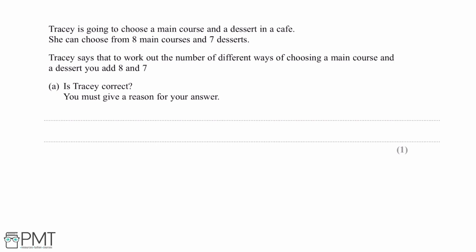So if we think about this question, if there are 8 main courses and 7 desserts, then if we choose the first main course on the menu, we will still be able to choose between 7 desserts. And again, if we take the second main course from the menu, we'll still have 7 ways of choosing the dessert, and so on. So is Tracy correct? No, Tracy is not correct, because she should multiply 8 and 7 rather than add them.